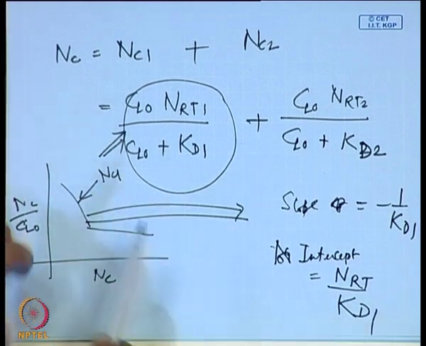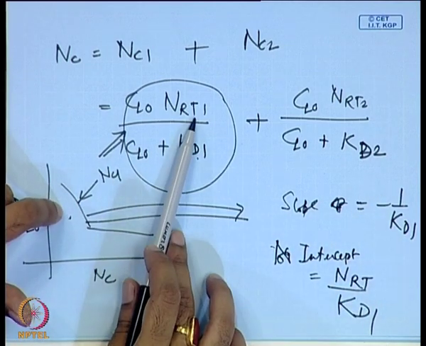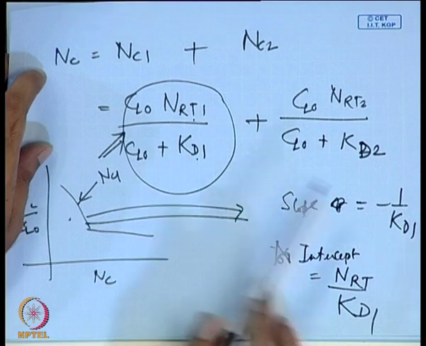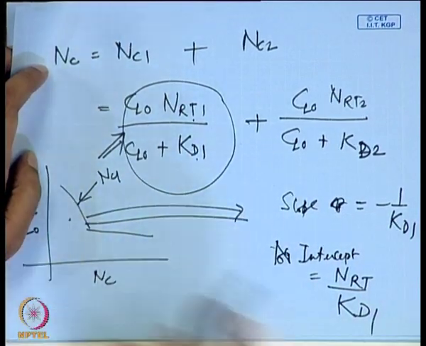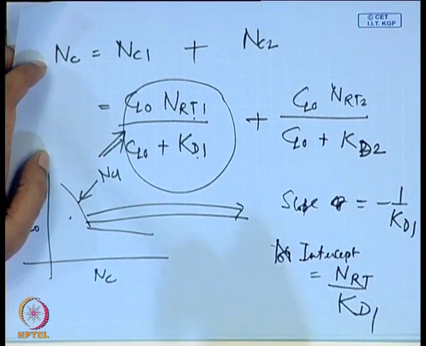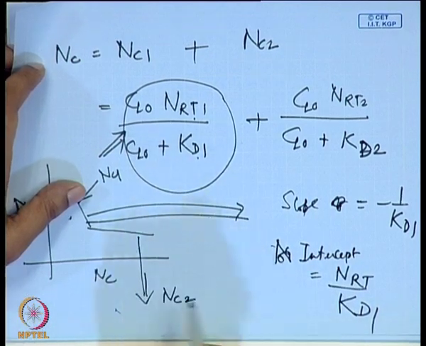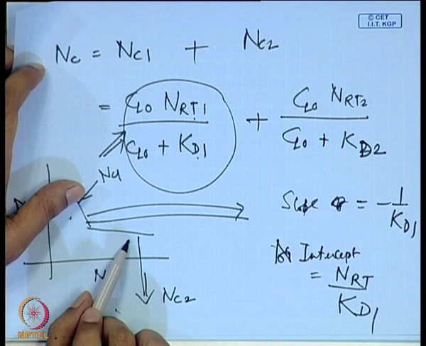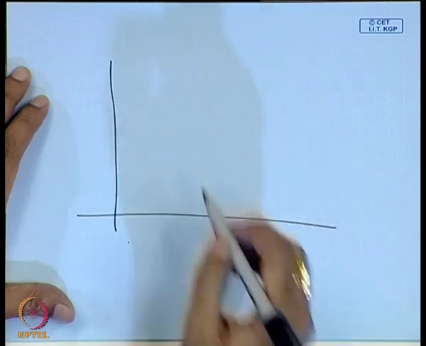So essentially I use the first part of the plot to evaluate both my Kd1 and nRT1. For the second part, I can assume that both receptor 1 and receptor 2 are present and go ahead and calculate everything I want. Or for the second part, I can make an even more simplifying assumption and say that this is equivalent to NC2, in which case the slope will give me minus 1 over Kd2, and the intercept will give nRT2 over Kd2. So that is a possibility.